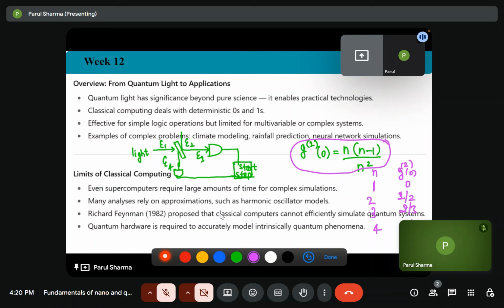So now we can see that as n increases, G2 approaches 1. So on the basis of G2, we can give a good signature of the single photon.